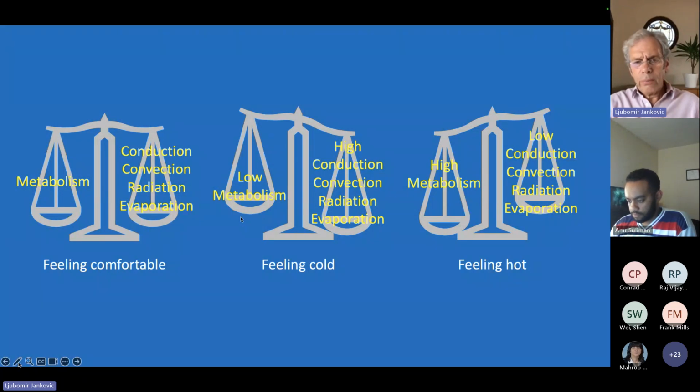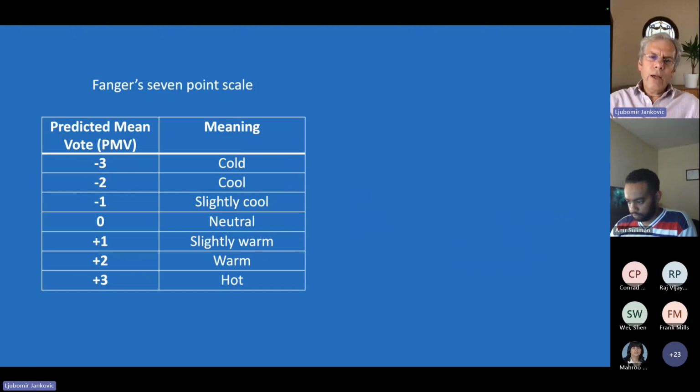And if our metabolism is low and we have high heat transfer mechanisms, then we are feeling cold. But if we have high metabolism and low heat transfer mechanisms, then we are feeling hot. And Danish scientist Fanger experimented in the 70s with thermal comfort and devised a 7-point scale where thermally neutral point is 0 and -3 is cold, very cold, and +3 is hot.